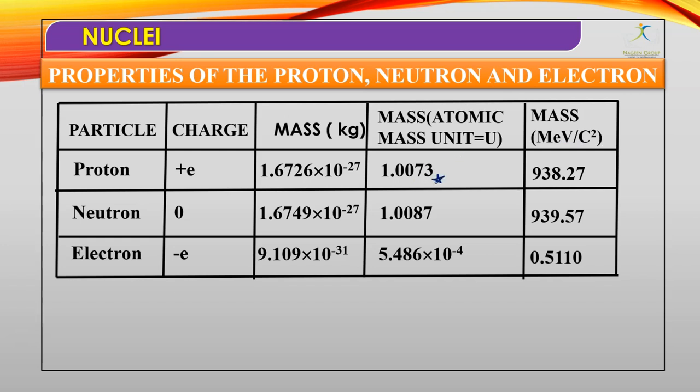So these are the important things which you students have to prepare for your board. At least you have to prepare this table. The mass in kg you have already prepared, and the charge you have already prepared. Only these three things we have to prepare. At least the atomic mass unit you should prepare, instead of the mass in mega electron volt per c square.